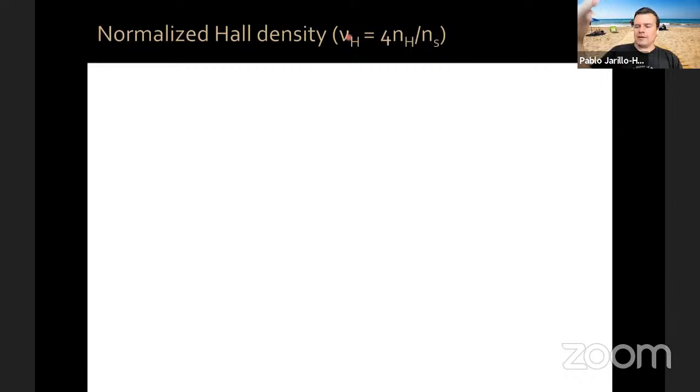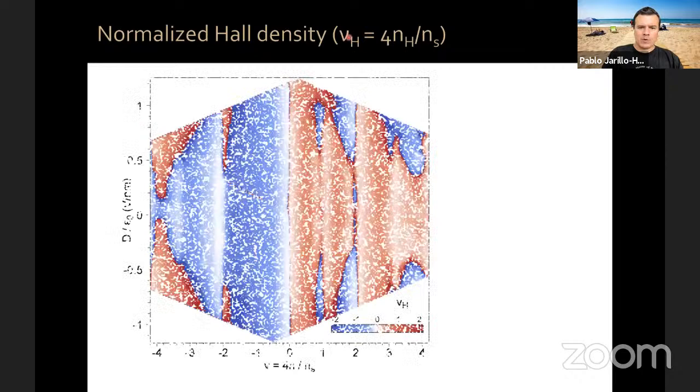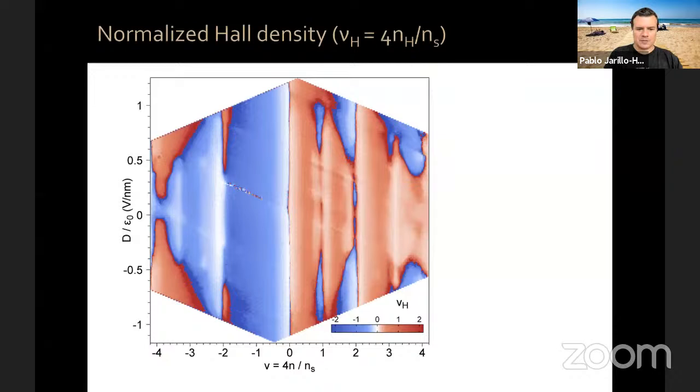this is the equivalent of the filling factor, but for the free carrier density available for transport. Okay, so we can measure that quantity, the normalized hole density, as a function again of filling factor and displacement field.